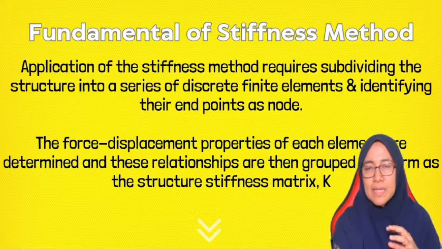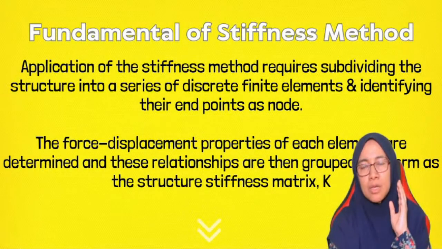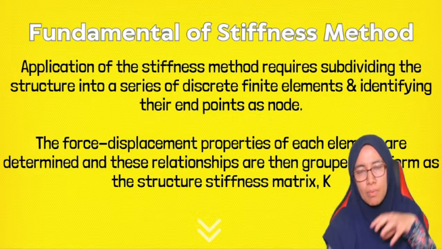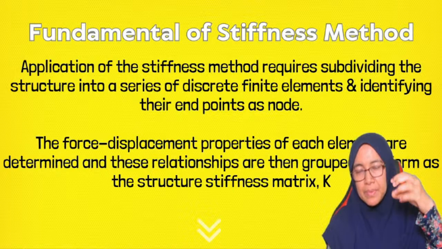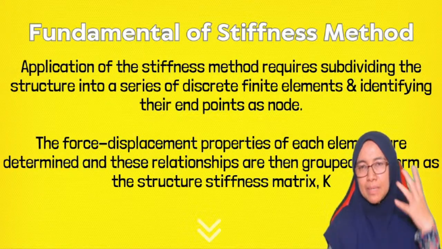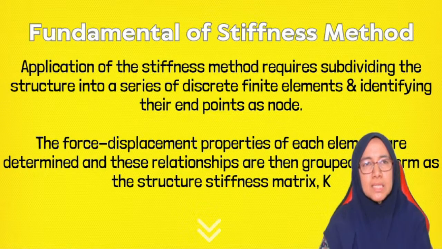And the structure stiffness matrix, the symbol is capital K. So K is equal to k1 plus k2 plus k3. It is a combination. From nodes become element, many elements become structure. Two nodes become one element. Combining many elements becomes the structure, so we are producing the structure stiffness matrix.